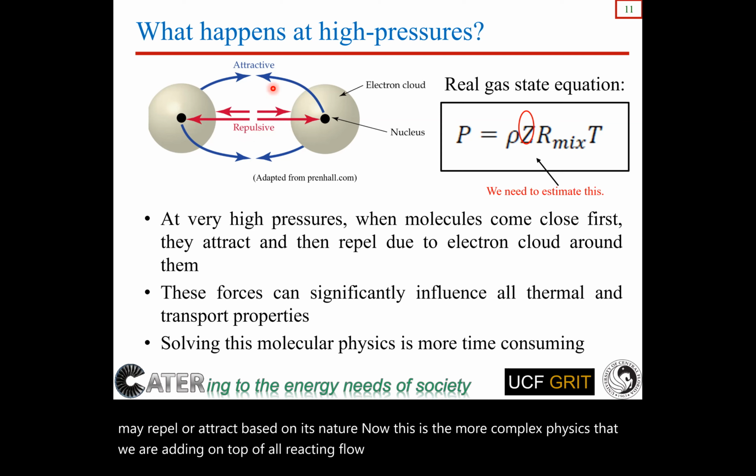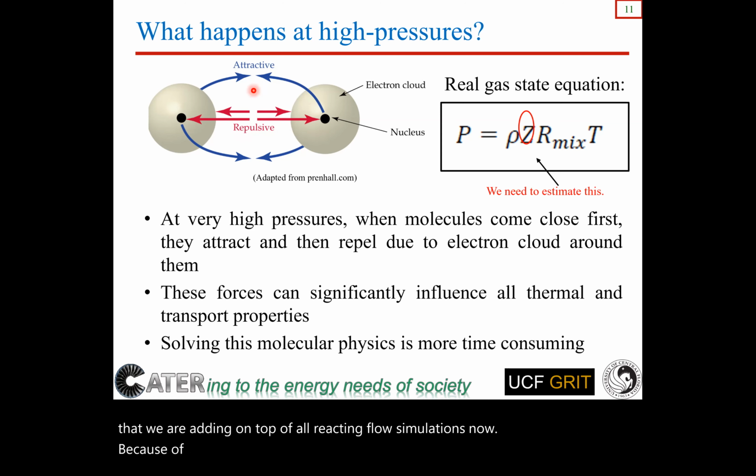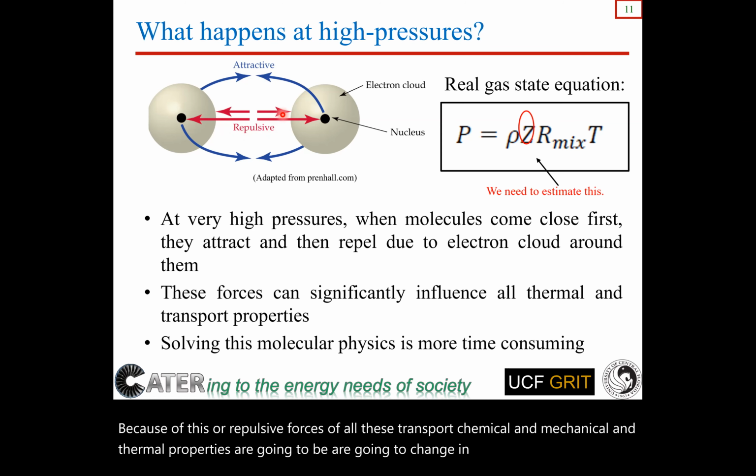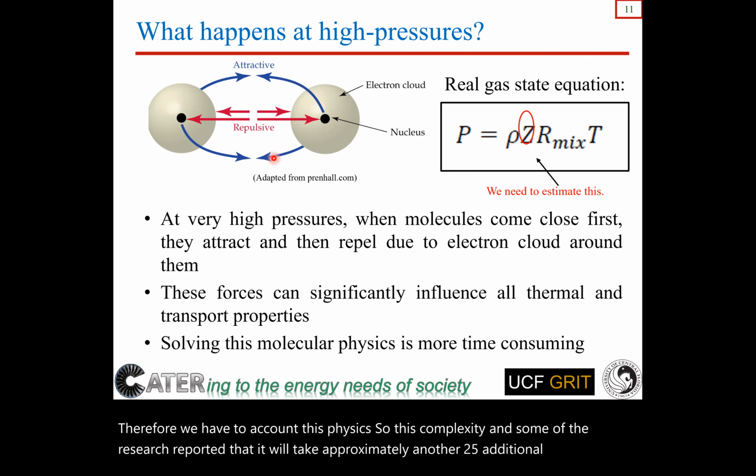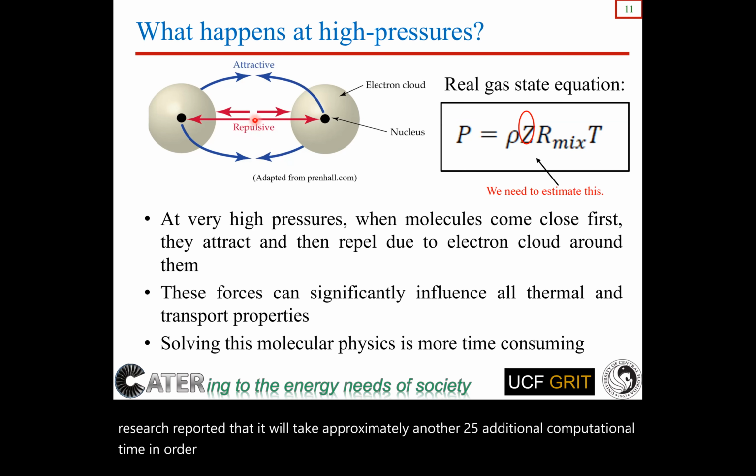Because of these attractive or repulsive forces, all the transport, chemical and thermal properties are going to change in this environment. Therefore, we have to account for this physics. This is a complexity, and some research reported that it will take approximately another 25% additional computational time in order to include this physics in the model.